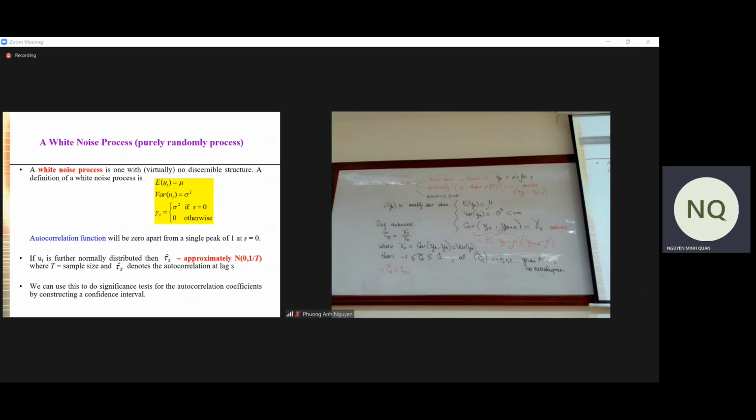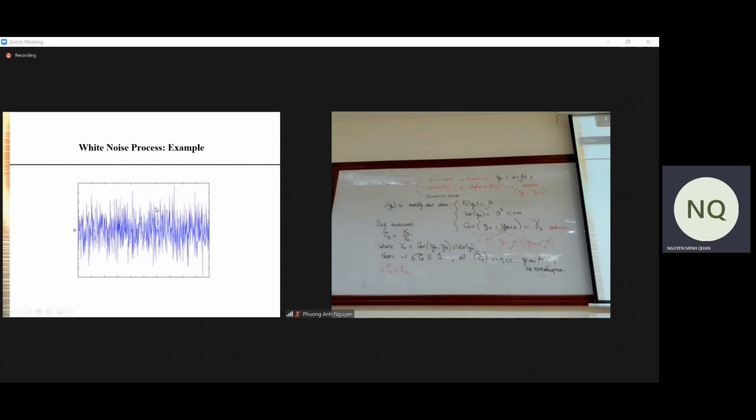Then the white noise. Why do you need to know about white noise? Because in any model you have an error term, and often we want the error term to have the white noise structure. White noise, it is an example when you plot.